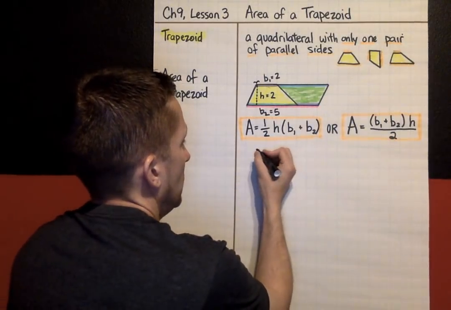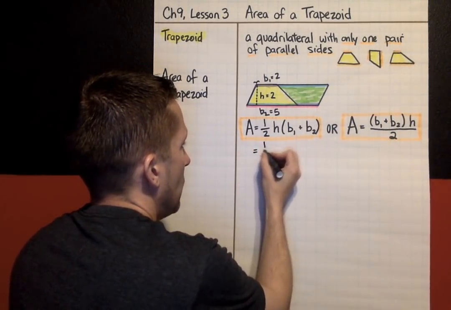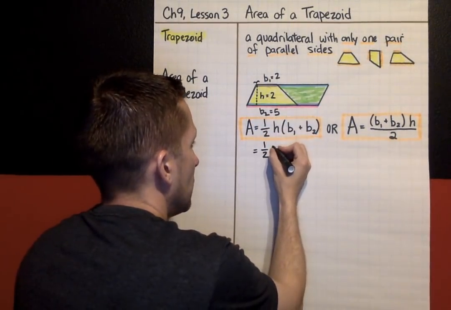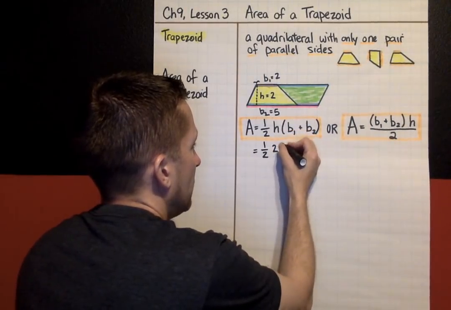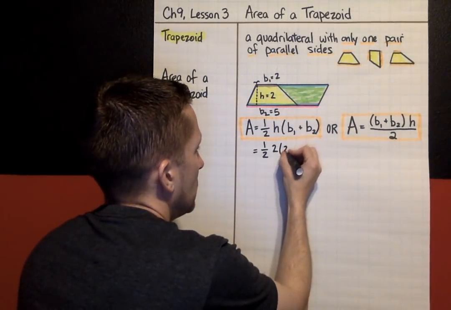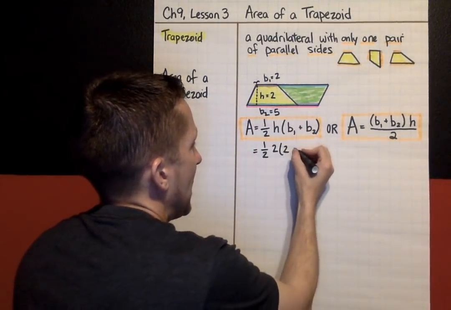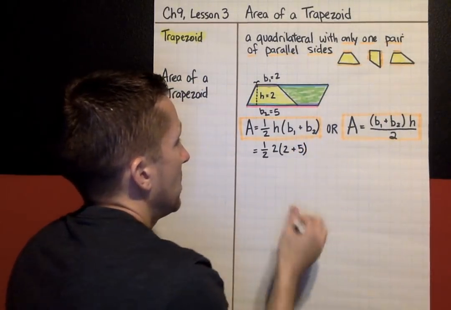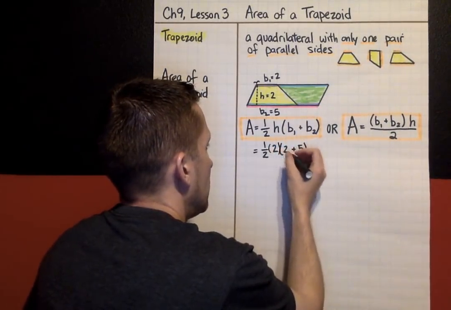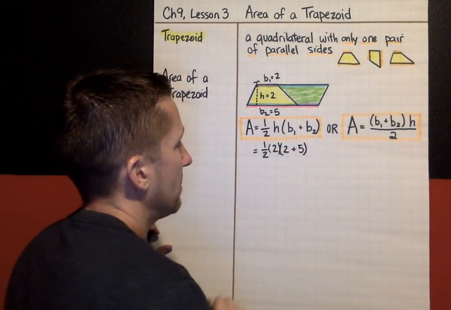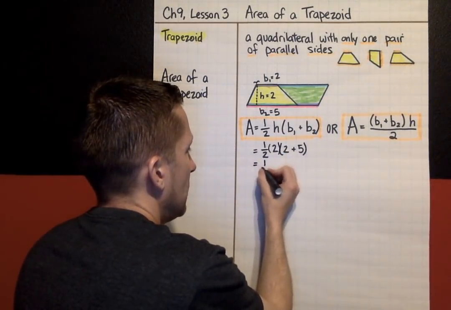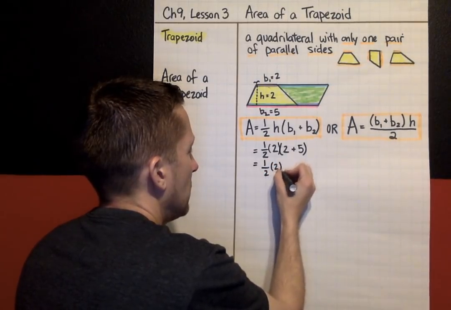Okay, so that would look like this. 1/2, that doesn't change. The height is 2, so I'm going to put a 2 right here. Parentheses. Base 1 is 2 plus base 2, which is 5. When I solve this using order of operations, and I'm going to put this in parentheses just to indicate that these are being multiplied, I'm going to do this first inside this parenthesis, so my next line would look like this.